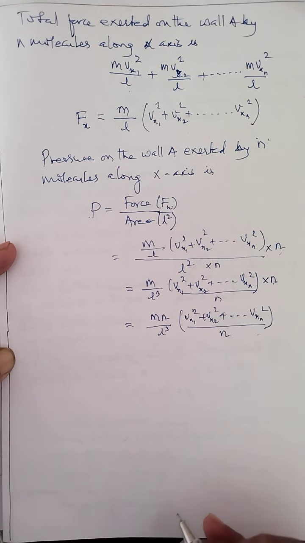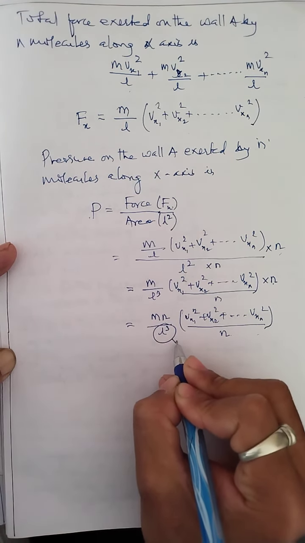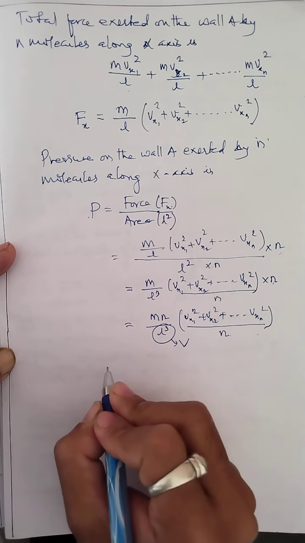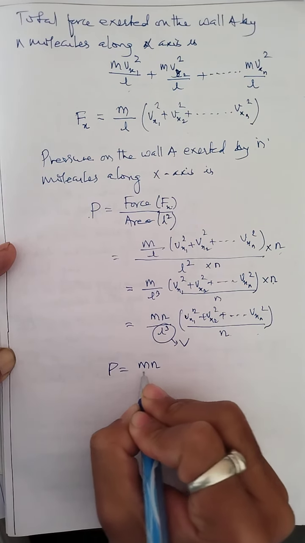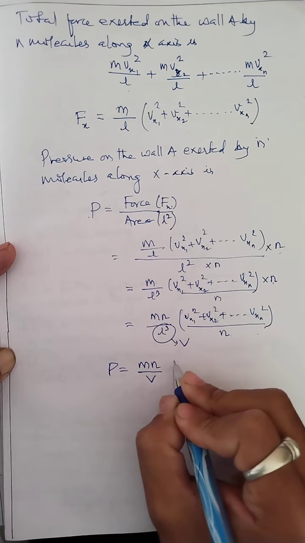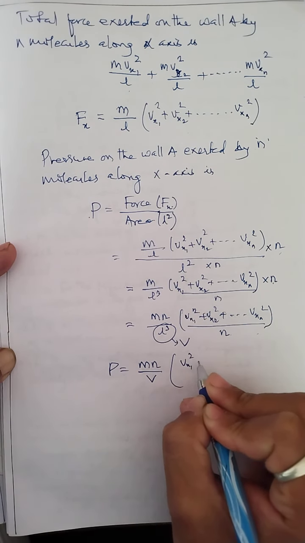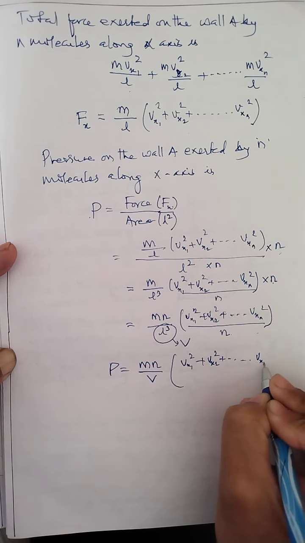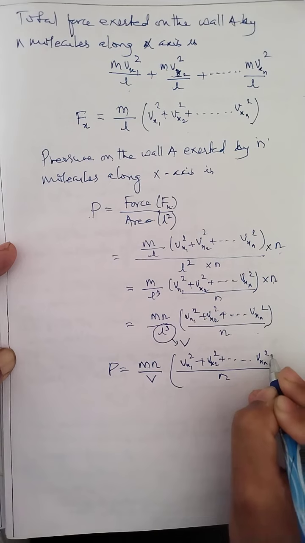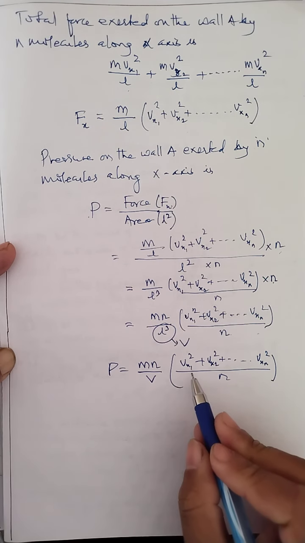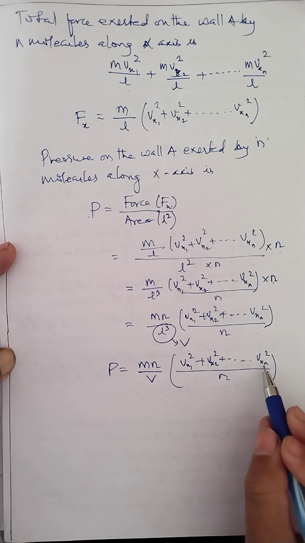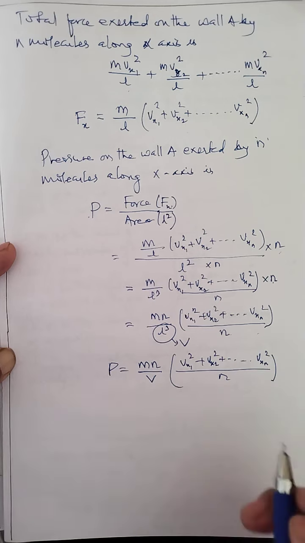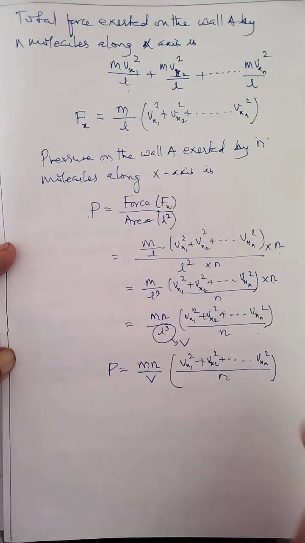Now this L cube means actually the volume. L cube is equal to the volume, and the volume of the cubical vessel, let me mark by letter V. So your pressure equals mn by V, with bracket vx1 square plus vx2 square, dot dot dot, vxn square, divided by n. Now this is actually the average value of the square of the velocity for all the n molecules.